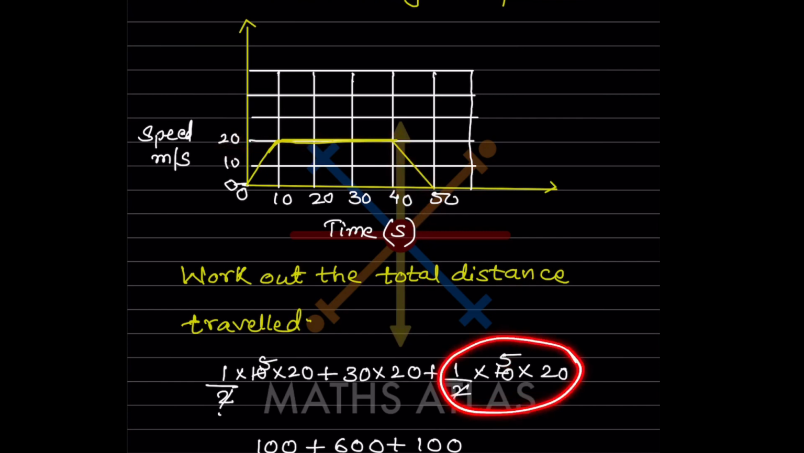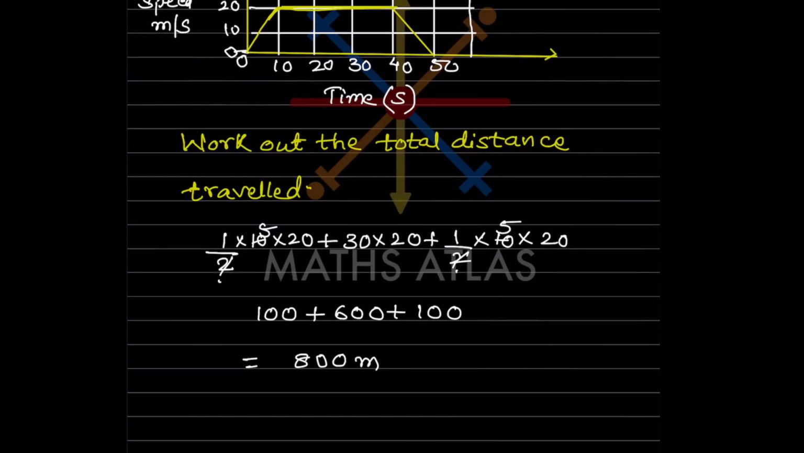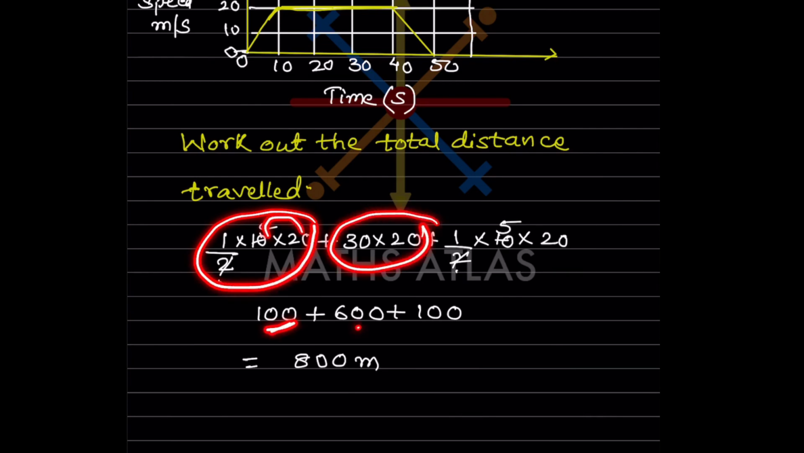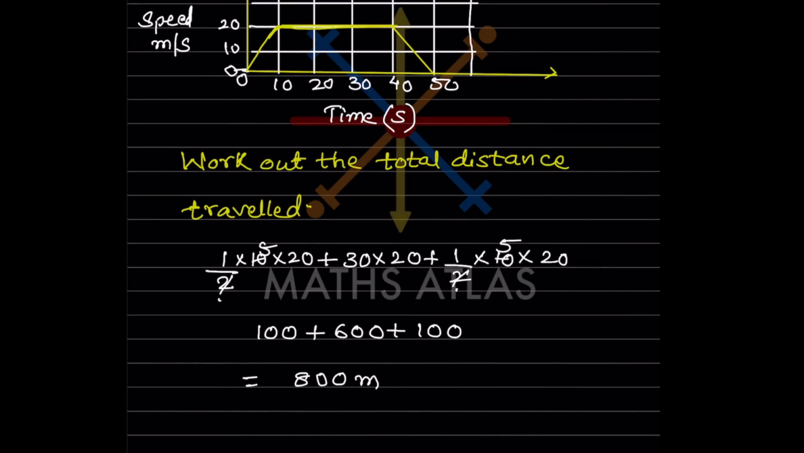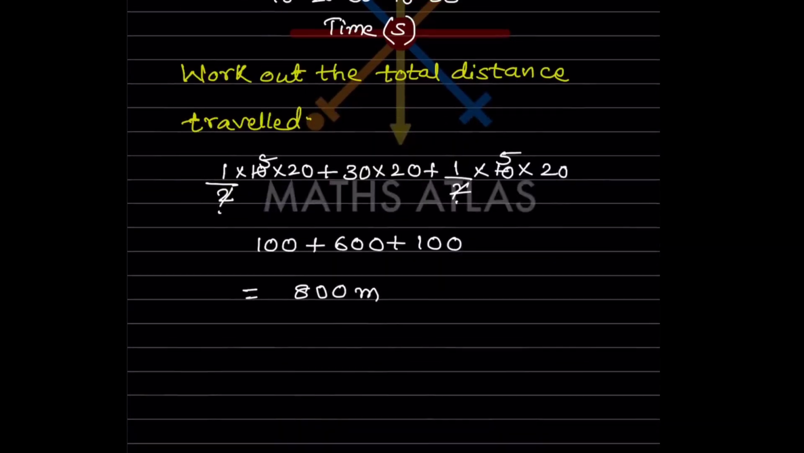So if this thing is clear, the other things are very easy. Now you have to just simplify it. 2 ones are 2, 2 fives are 10, again here 2 ones are 2, 2 fives are 10. So now we can do for this one, what remains here is 25, so that is 100. 30 into 20 is 600. Again this will be 25, so that is going to be 100. So when you add all this, you will get 800, and don't forget the unit, that is in meter, because the speed is given in meter per second. So the distance should be in meter.